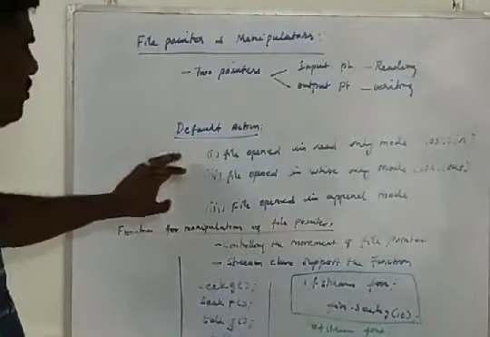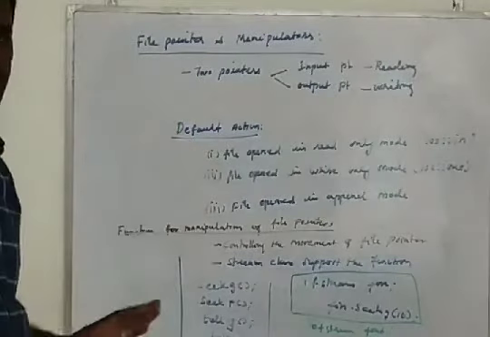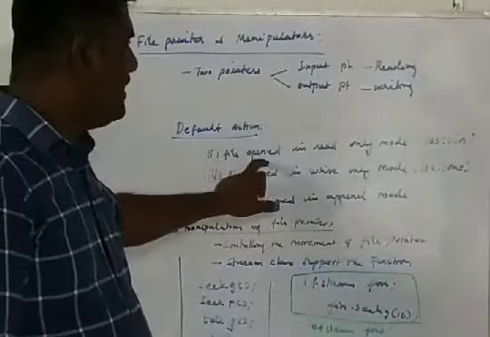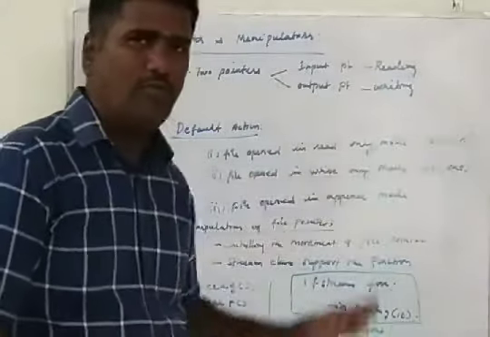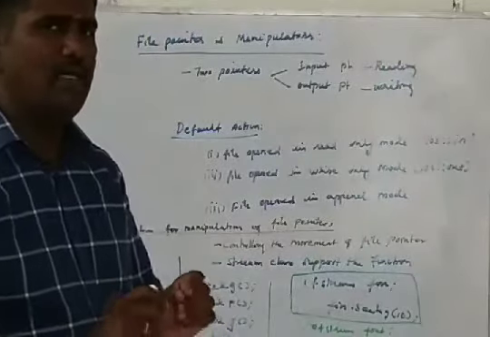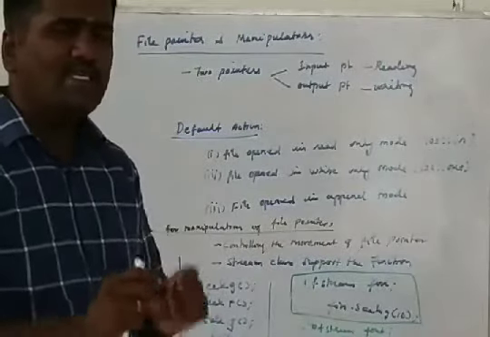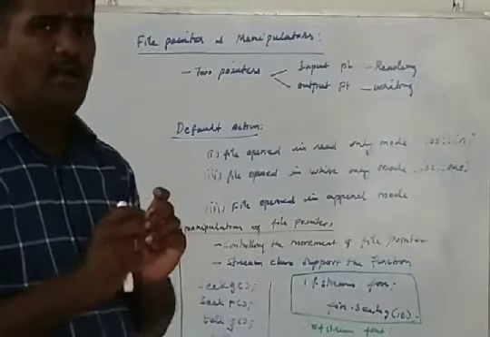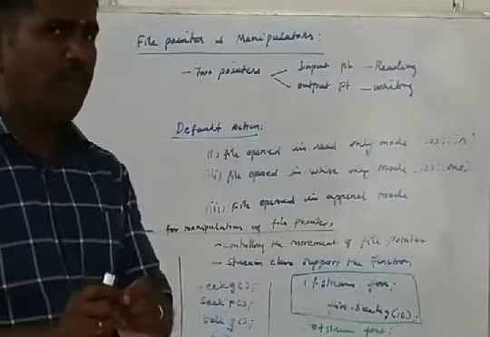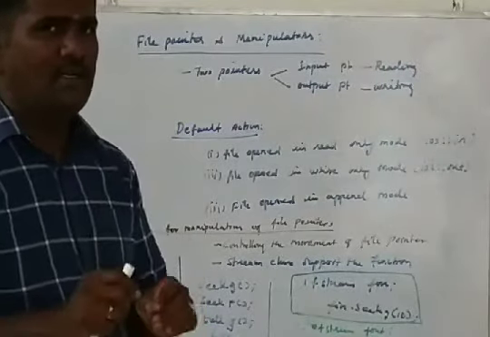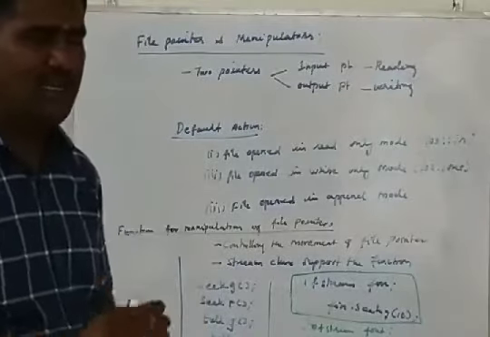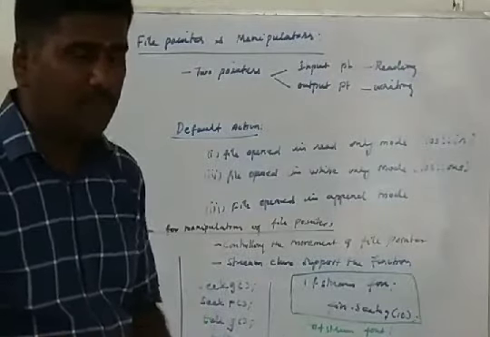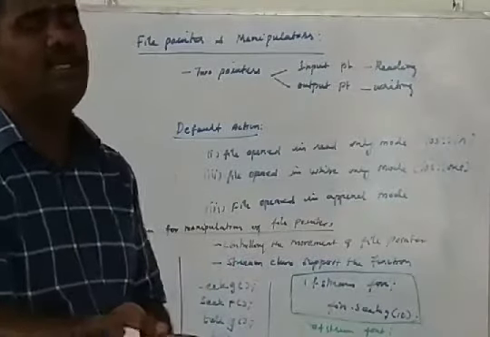Okay, the default action of the file pointers. First, the file is opened in read only mode. That means ios::in. For example, with an ifstream object, a file name like student is opened with ios::in. So this file is opened for reading purposes, reading the content from that file.